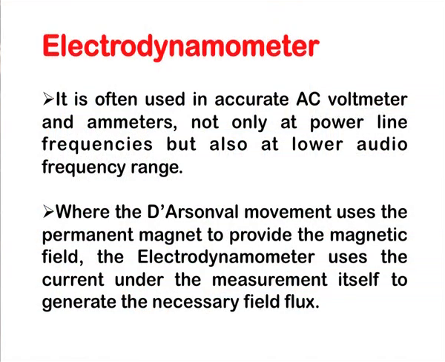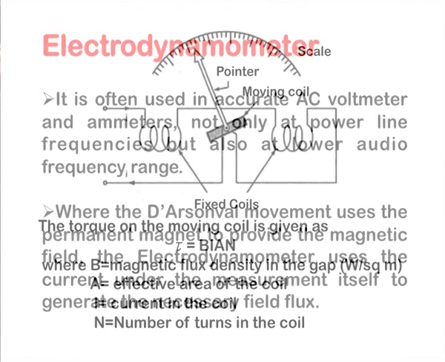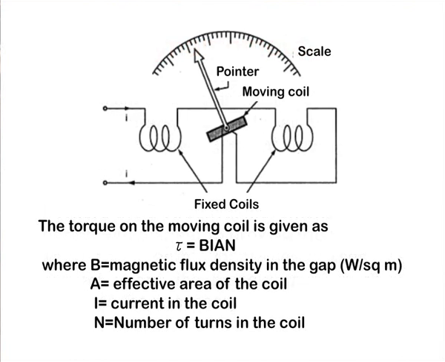So, coming on to the electrodynamometer, it is an accurate AC voltmeter or ammeter, not only at the power line frequencies, but also at the lower audio frequencies. So, the electrodynamometer is an efficient instrument to measure AC. Here we find that there are two fixed coils, and there is a moving coil which is placed in the magnetic field produced by the two fixed coils.